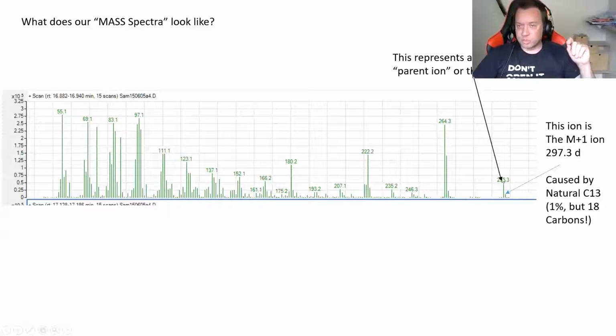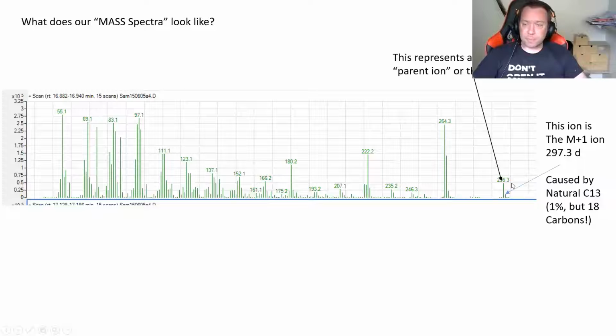But this one's particularly important, so I've put an arrow on top of it. This is 296 Daltons. And this is what is known as the parent ion or the full molecule. All of these other ions are fragments of the molecule because it's been smashed up by having electrons shot at it. But some of the intact molecule makes it through. So the intensity is on the y-axis, so how tall these peaks are is how much of that ion we have.